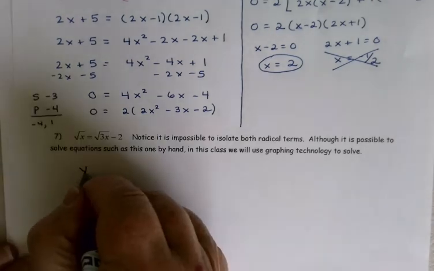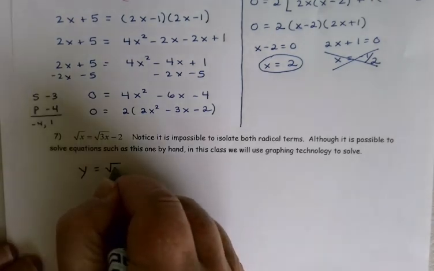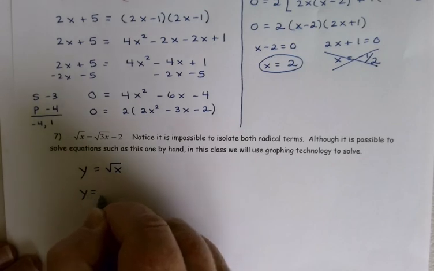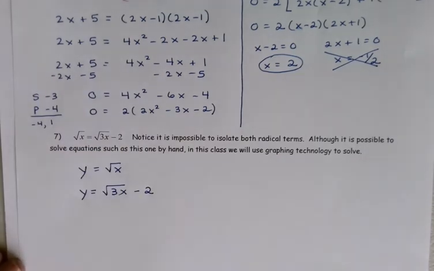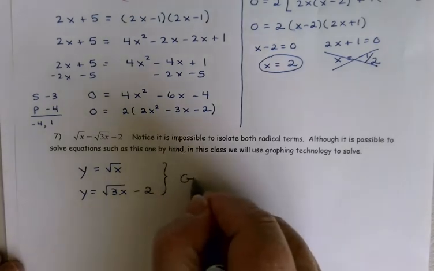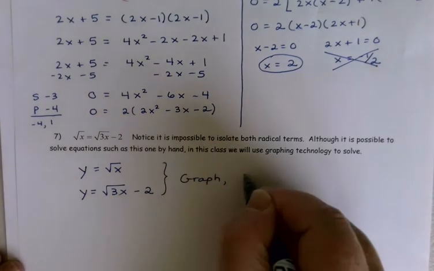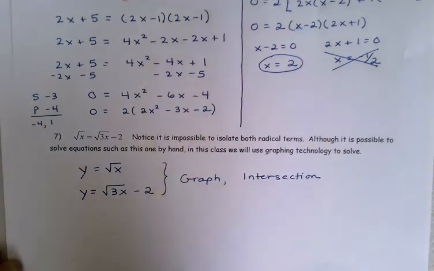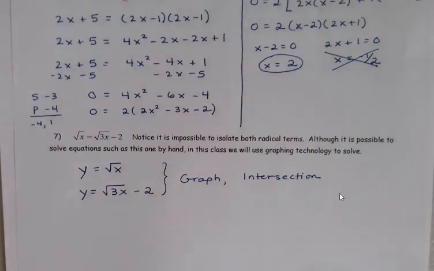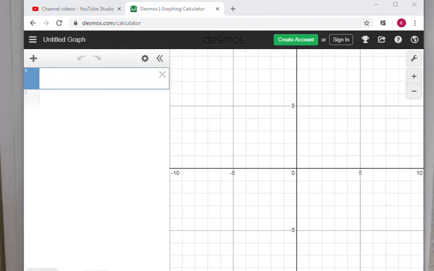So just as a reminder, we'll graph y equals the square root of x, and we'll also graph y equals the square root of 3x minus 2. And we'll look for the intersection. So I'm going to swap us over to Desmos here. All right, there we are. And we'll put in our first one, which was just y equals the square root of x.